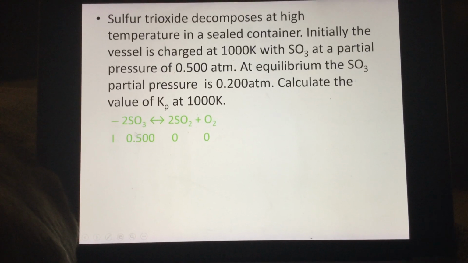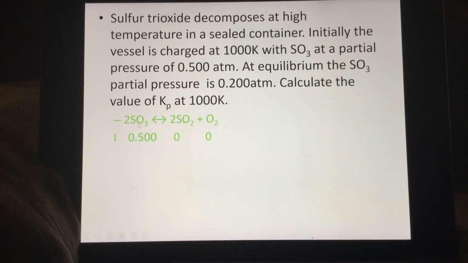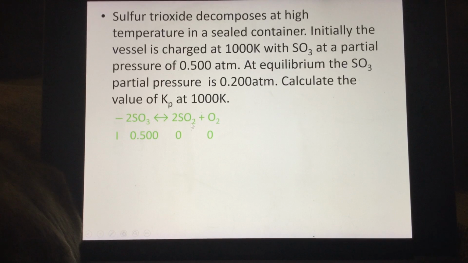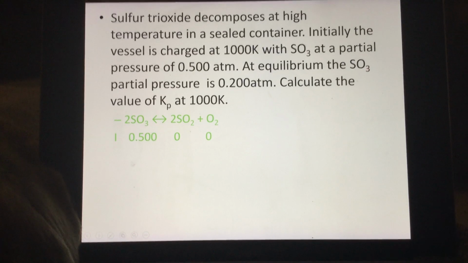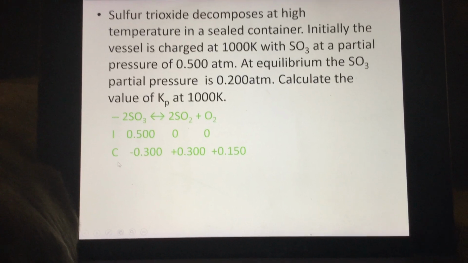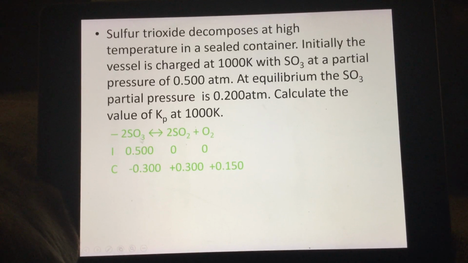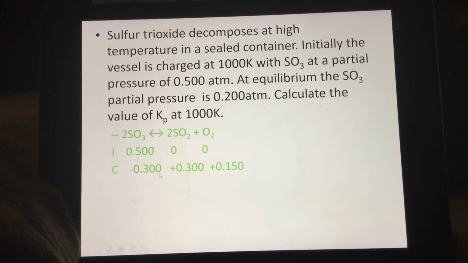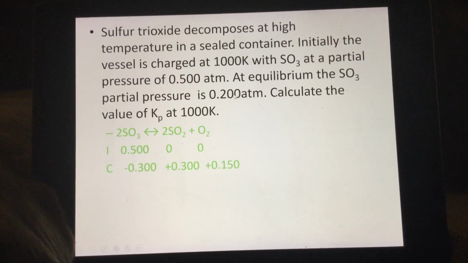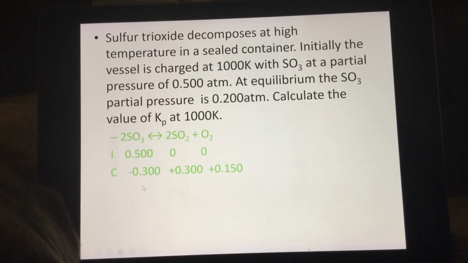Then as the reaction starts to occur and the sulfur trioxide starts to decompose, its pressure is going to go down as the sulfur dioxide and oxygen's pressure are going to increase, like those graphs we were drawing in the notes the other day. So our change in pressure is the sulfur trioxide is going down by 0.300. And the way I know that is because up here in the problem it tells us that the equilibrium pressure of the sulfur trioxide is 0.2, and I'll pull that up here in just a minute.